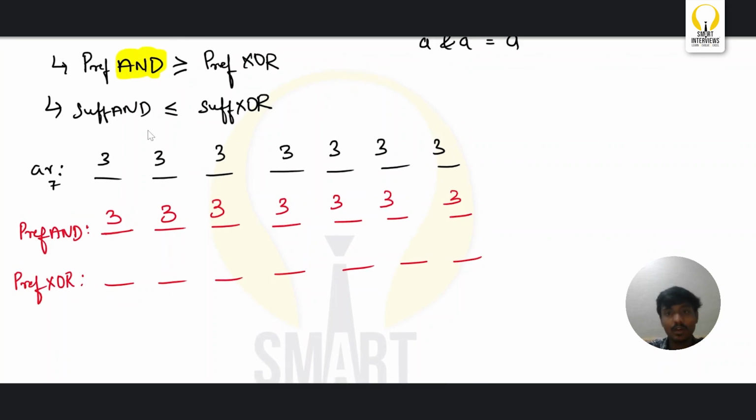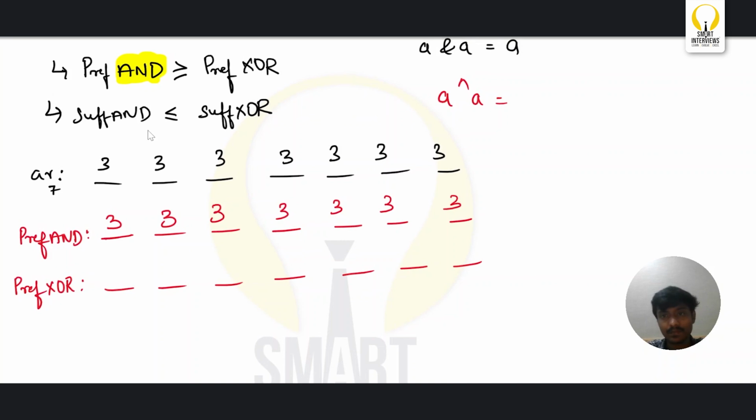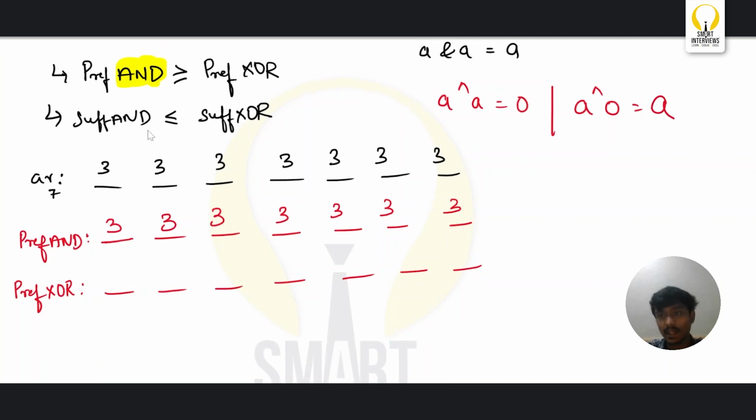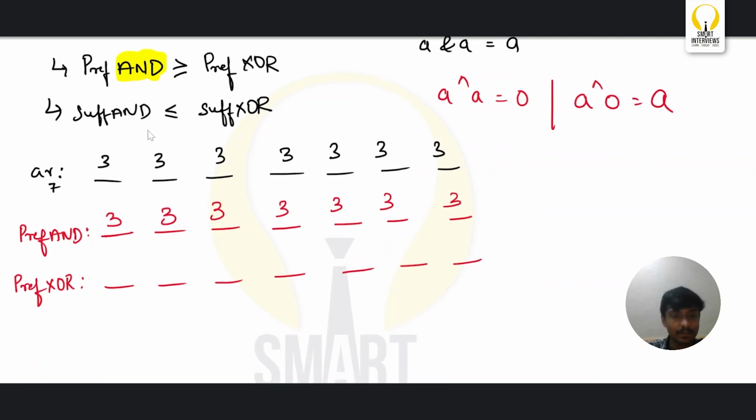Now, what is A or A? Which is A. Again, what is A or 0? It is A, right? Okay. Now here it remains 3 because we don't have anything to compare with.